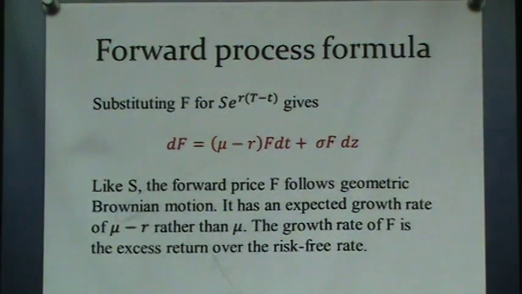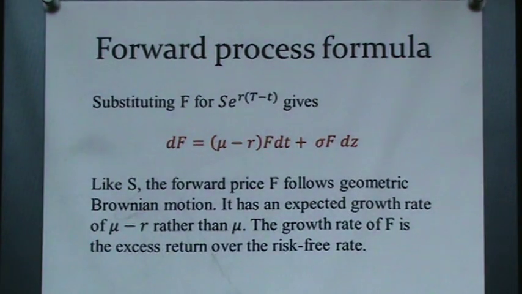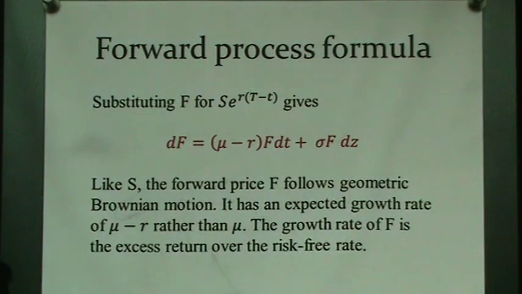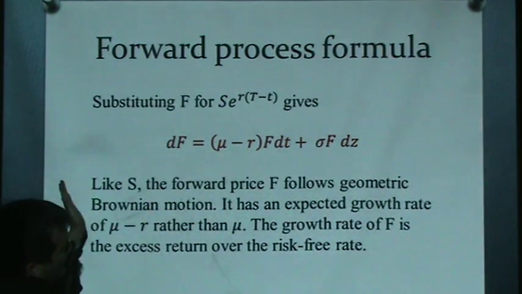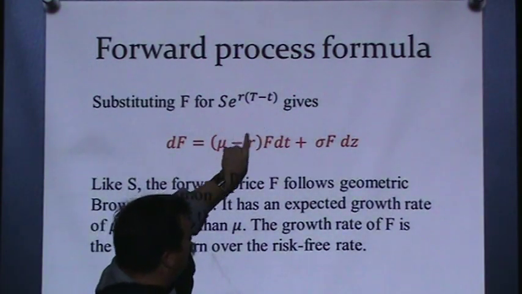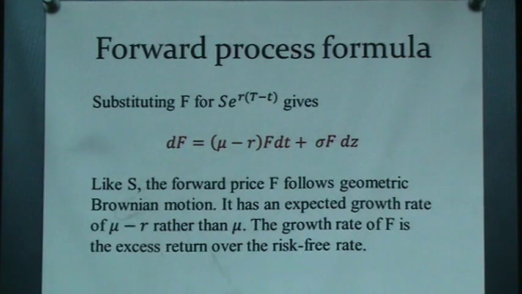So substituting F for S e to the R capital T minus T. Now this technique is going to be an example we'll do right after this, but the idea is that we put F in, calculated the formula out with these terms in it, and now we substitute the F's back in, it makes the formula clean up a little bit better.